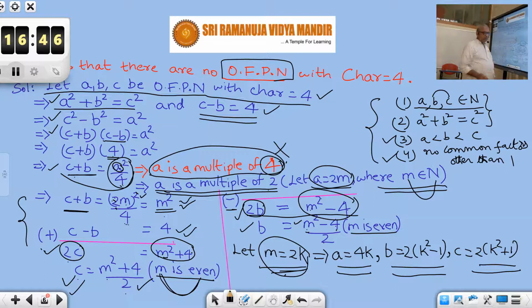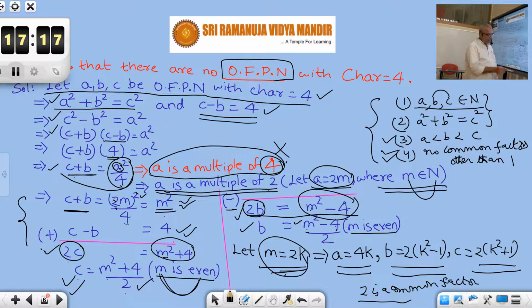What do you notice here? In all the three numbers, 2 is a common factor. That means what? They are not OFPN because one of the conditions of OFPN is no common factors other than 1. But here in A, B, C you find 2 as a common factor. So therefore these numbers cannot be OFPN.